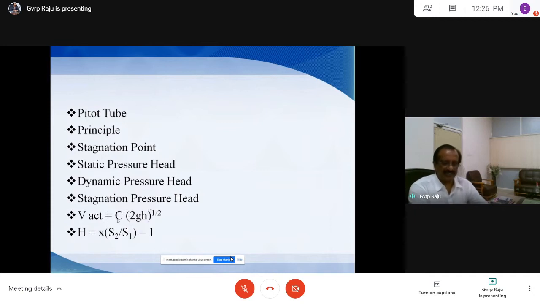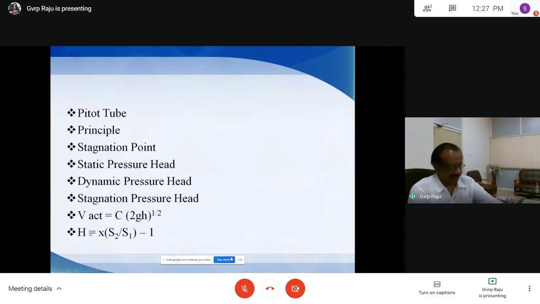And what is this C? This C is called the Pitot tube constant, maybe 0.6 to 0.7 normally. So again, the Pitot tube constant C is equal to V actual by V theoretical. We have obtained the theoretical velocity, square root of 2gh. So theoretical velocity is square root of 2gh, and actual velocity is equal to the Pitot tube constant multiplied by square root of 2gh. What is h here?